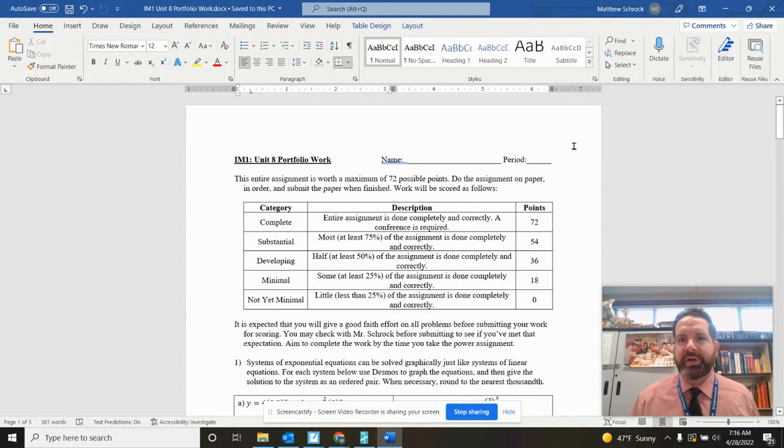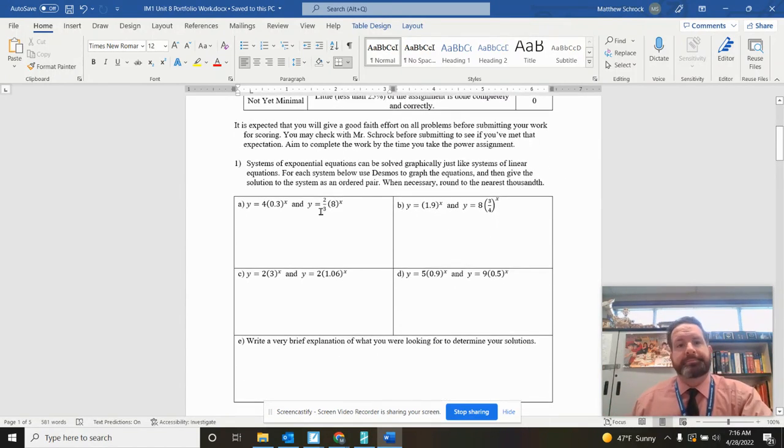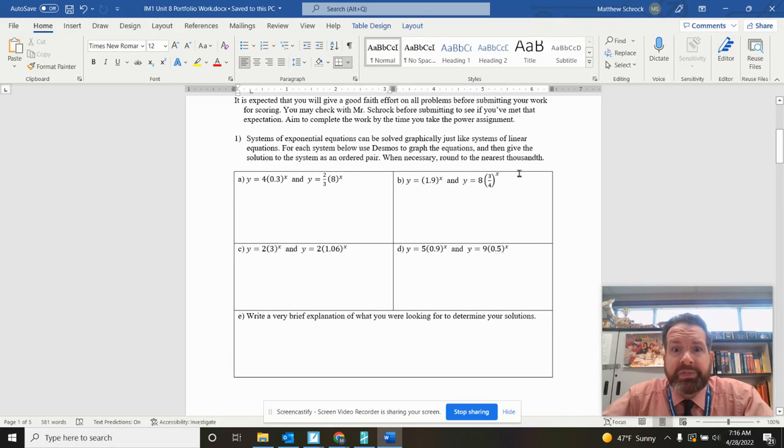Let's talk about this Unit 8 portfolio and just make sure you understand what you are being asked to do. In number 1, for parts A, B, C, and D, I give you 2 equations. You are supposed to solve this system by graphing. So to solve a system means to give an x and a y that makes both equations true at the same time. So solve this graphically.